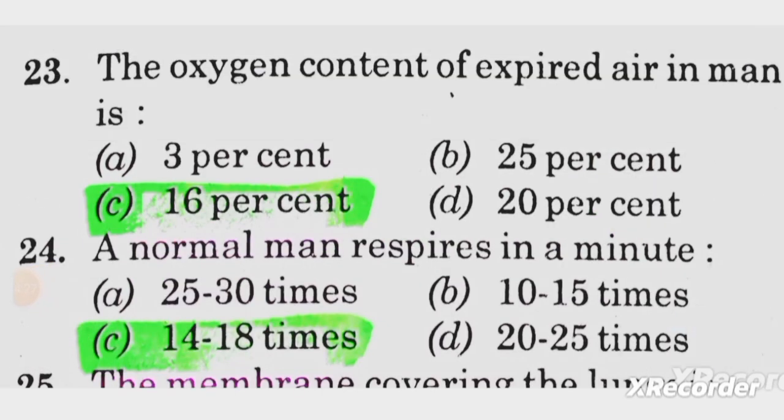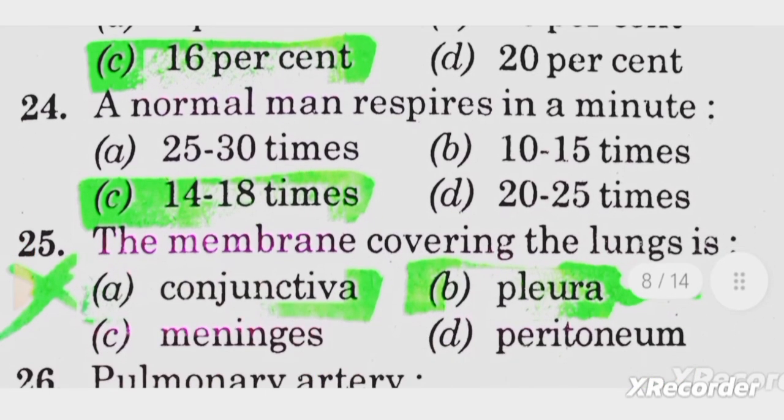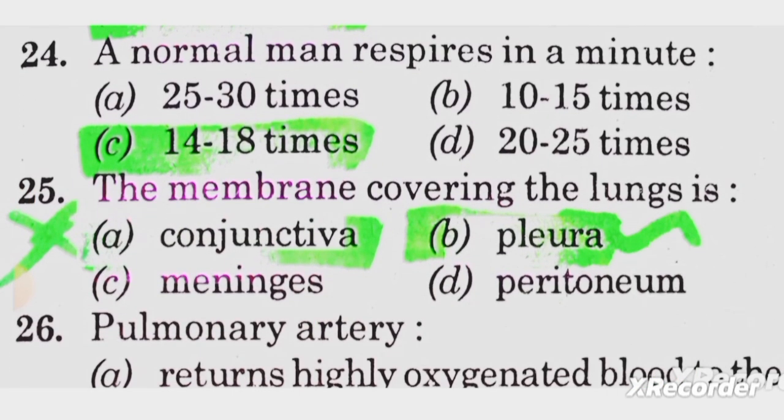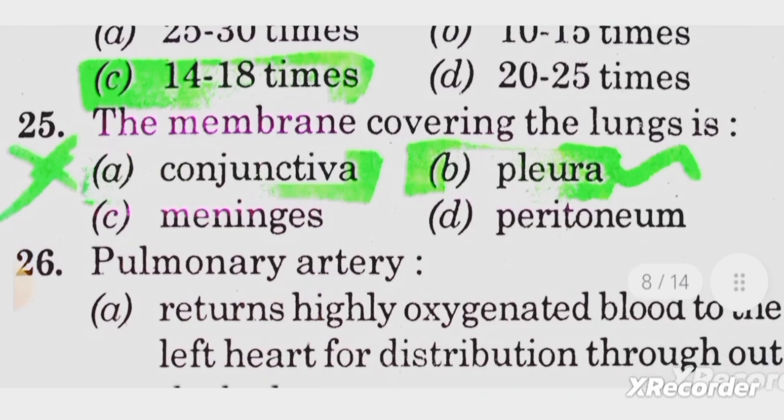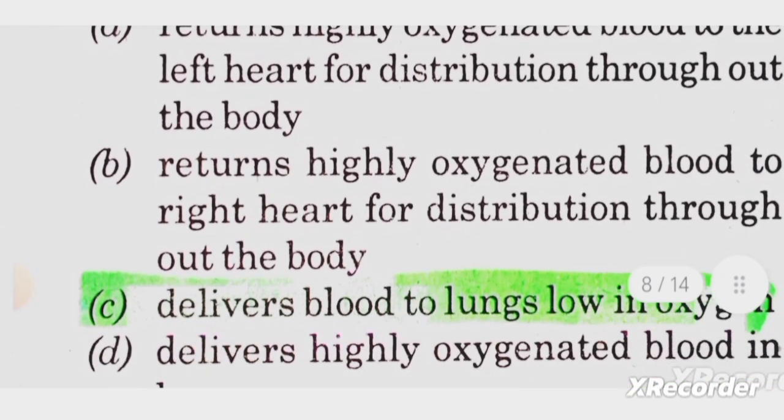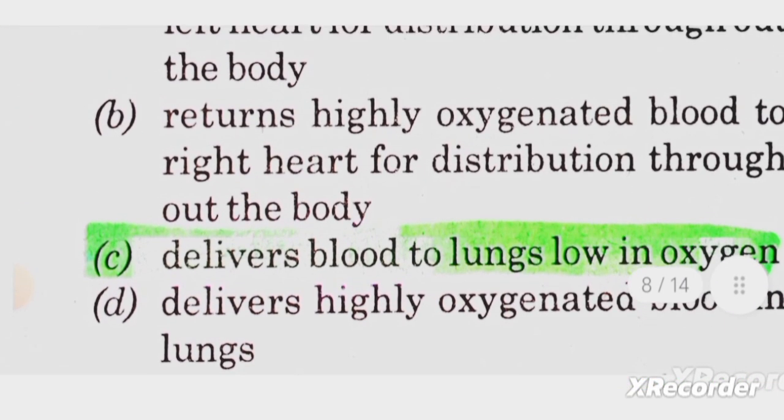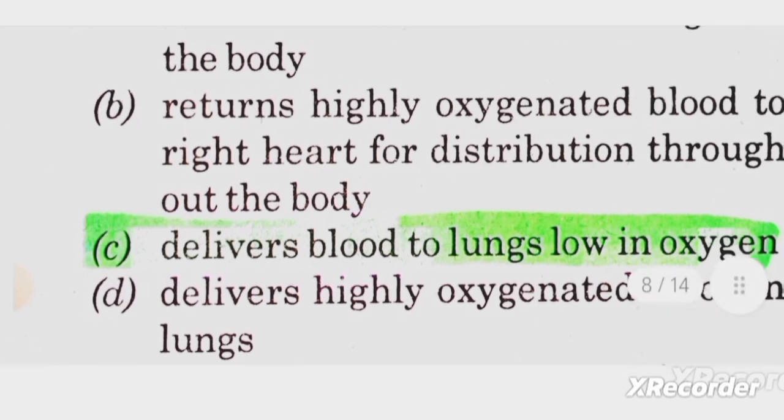Next. 23. The oxygen content of expired air in man is answer C, 16%. Next. 24. A normal man respires in a minute answer C, 14 to 18 times. Next. 25. The membrane covering the lungs is answer B, pleura. Next. 26. Pulmonary artery means answer C, delivers blood to lungs low in oxygen.